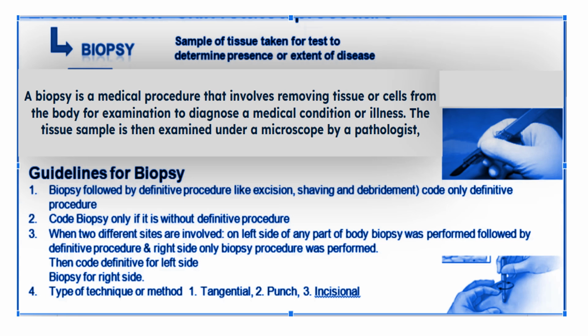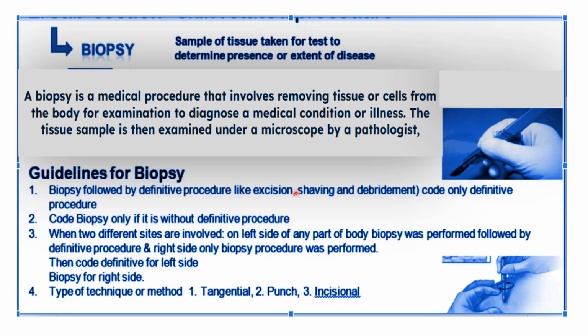Now remember the important guideline as far as biopsy is concerned. If a biopsy is done on one particular site, and on the same site we have done another definitive procedure, that is excision, shaving or debridement, then we code only the more definitive procedure. But for that, both procedures, the biopsy and the excision, have to happen at the same site. The second important guideline is to code biopsy only if it is without a definitive procedure.